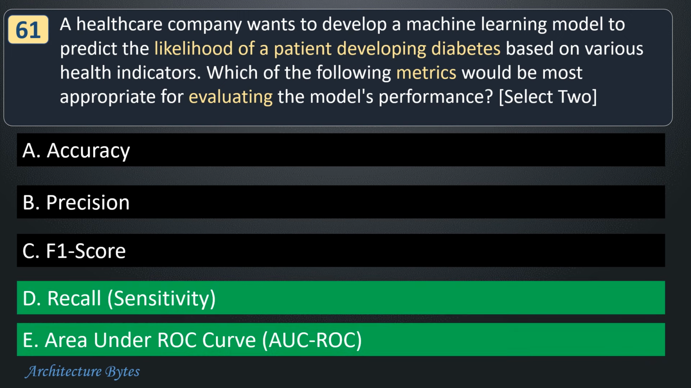Options D and E are the right answers here. Here we are dealing with a classification problem. In this scenario, both recall, sensitivity, and AUC would be appropriate metrics for evaluating the model's performance.